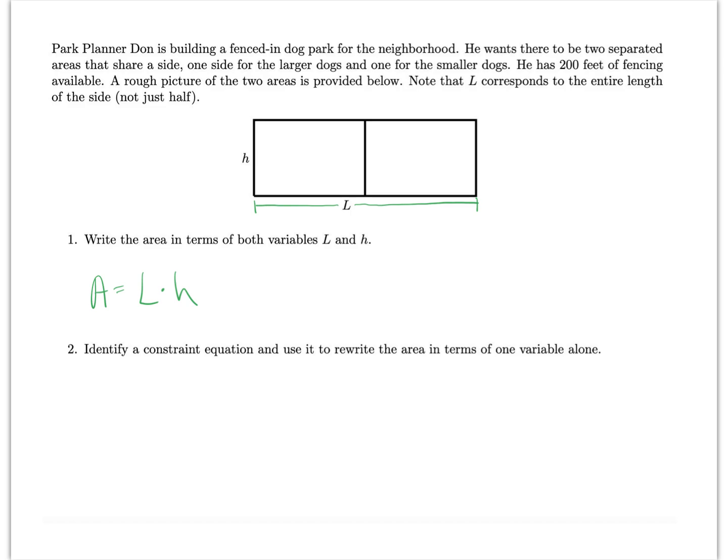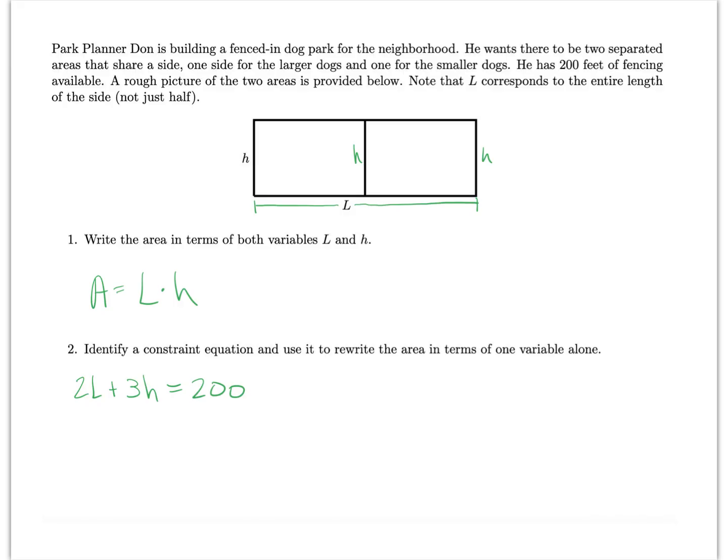Identify a constraint equation and use it to rewrite the area in terms of one variable alone. So my constraint is the amount of fencing I have. I have 200 feet of fencing, and that has to cover 3 lengths that are H and 2 lengths that are L. So 2 L's and 3 H's have to add up to 200. That's all the fencing I have.